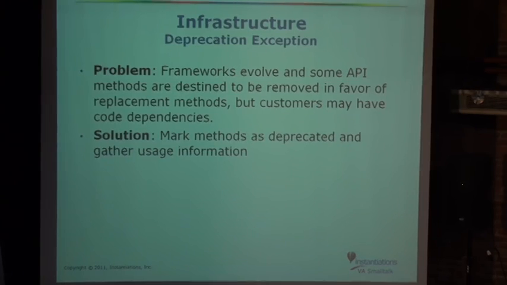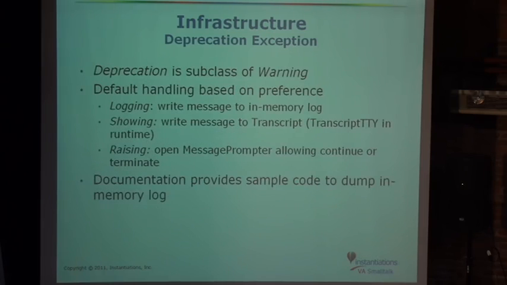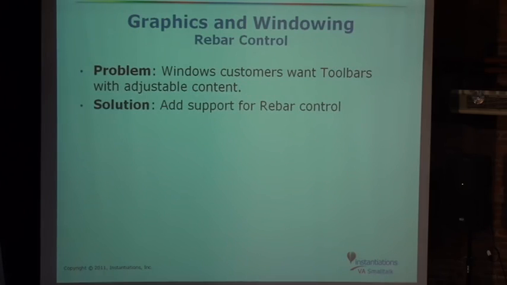Finally, deprecation exceptions. If you've used CSIDE, you know about deprecation exceptions. We've put it into the base. You can log into an in-memory collection. You can write to the transcript, or you can actually raise an exception if you want to know immediately that a deprecated method was called. Or you can do nothing. You can ignore it. And we provide some sample code on how to dump out the in-memory collection if you want to do that. So I'm going to skip past the rest of that.